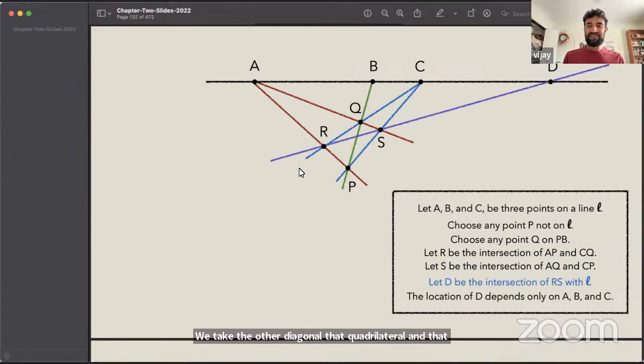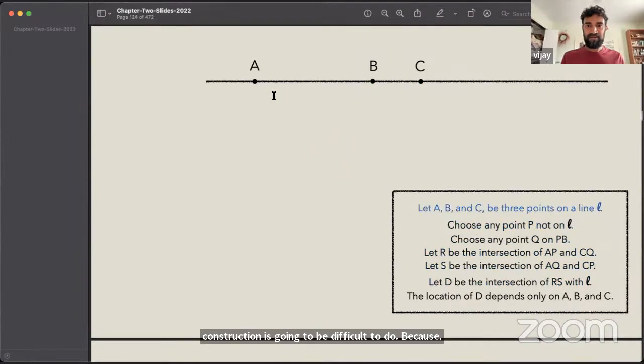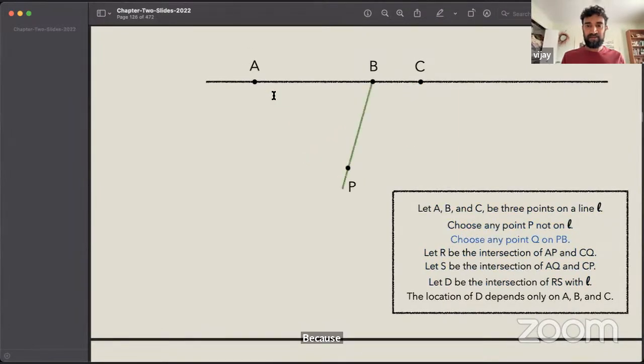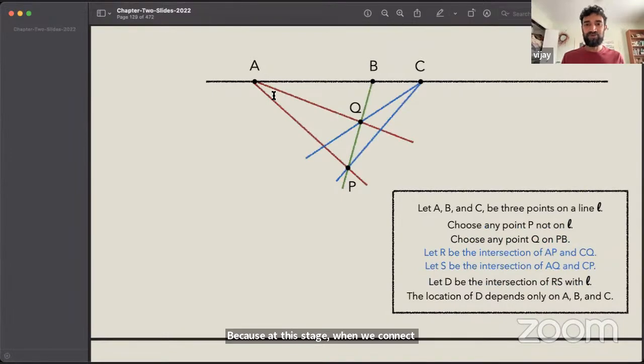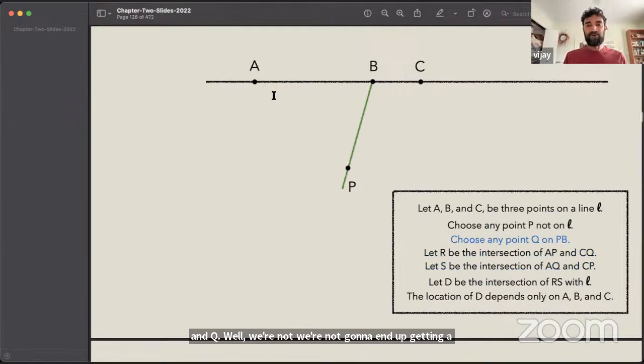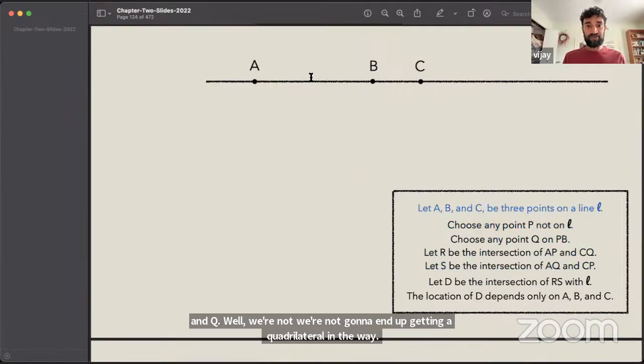So obviously, if we take our point B to just be equal to A, this construction is going to be difficult to do, because at this stage, when we connect C and A to P and Q, we're not going to end up getting a quadrilateral in the way that we want. So instead, we have to just make B go closer and closer to A.